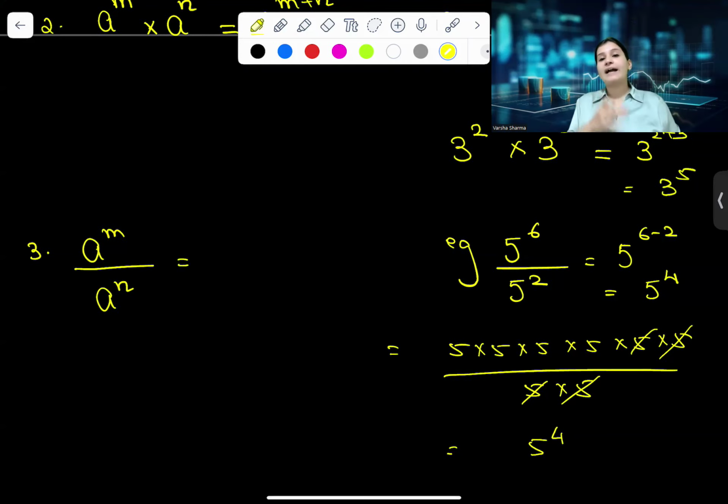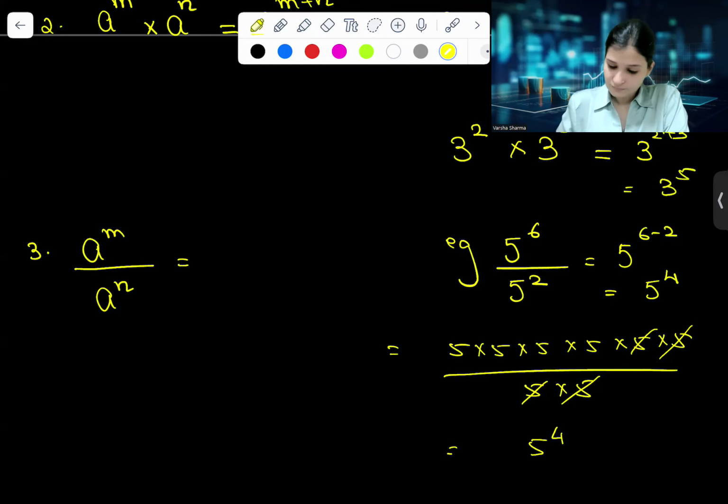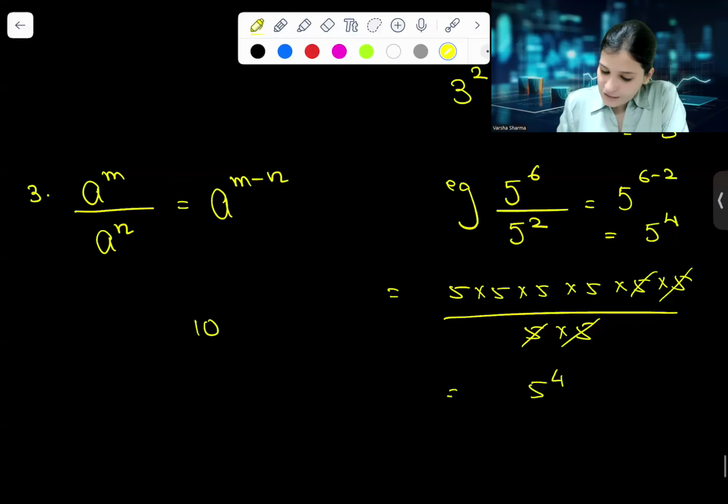So here, a power m divided by a power n. The bases are the same and they are getting divided, so the powers will get subtracted. So now my answer would look like a power m minus n. Yes. If I had given 10 to the power 4 upon 10 power 3, what would be the answer?